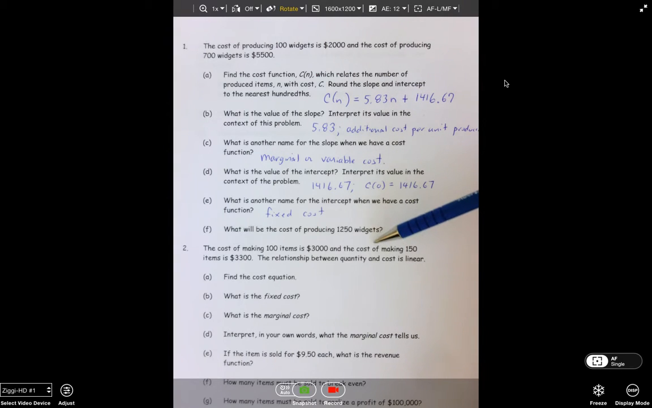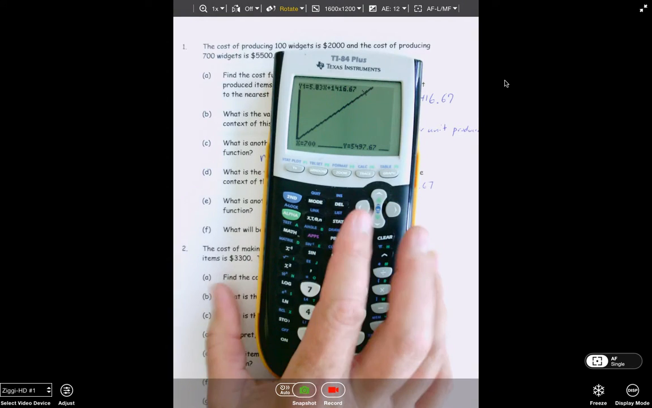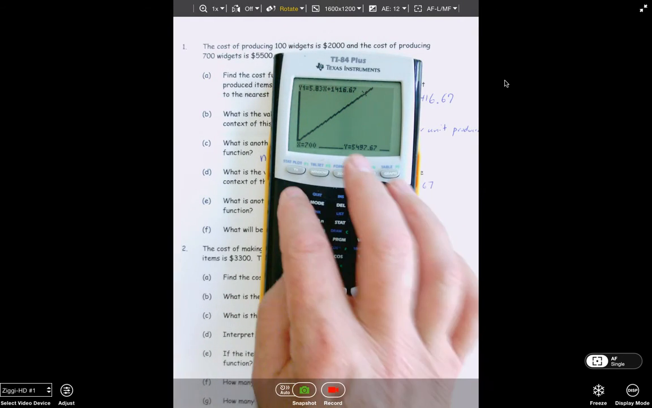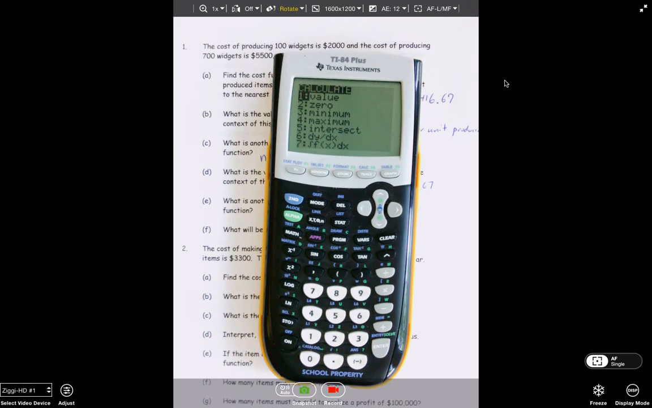So now, what will be the cost of producing 1,250 widgets? Guys, I'm going to use the calculator just because I do. So I'm going to calculate. I'm going to go to value. I'm going to type in 1,250.